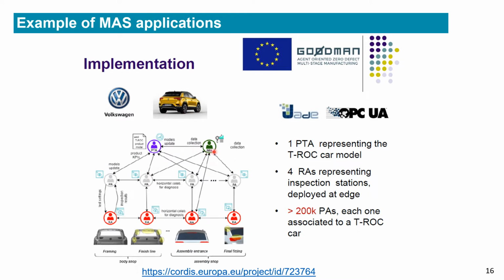As a concrete example and explanation of the Goodman project, as you can see in this figure, there are different stages of manufacturing: framing, finishing, line assembly entrance, and final fitting, and all those stages are controlled by agents. And this framework has been implemented using the JIT platform and the OPC UA standard.